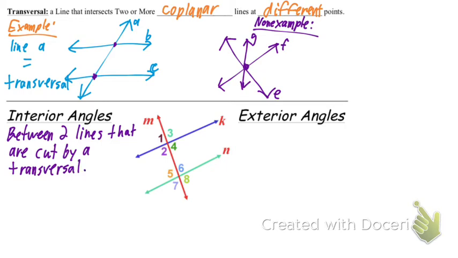So we're going to say that it's between 2 lines that are cut by a transversal. So what is our transversal in this diagram to the right? What's our transversal? What's the line that's intersecting 2 or more lines? Line M is our transversal here, okay?